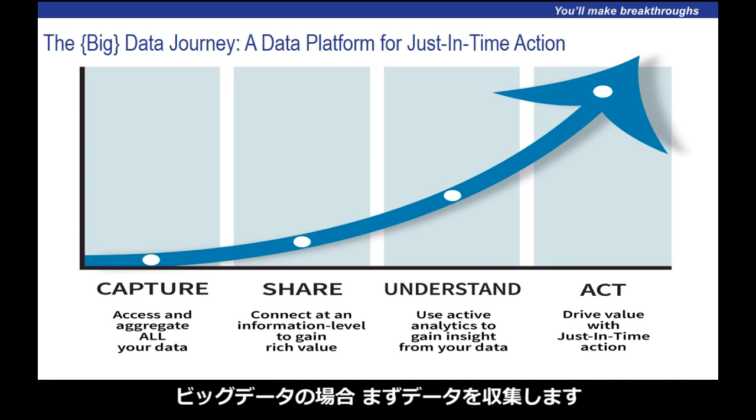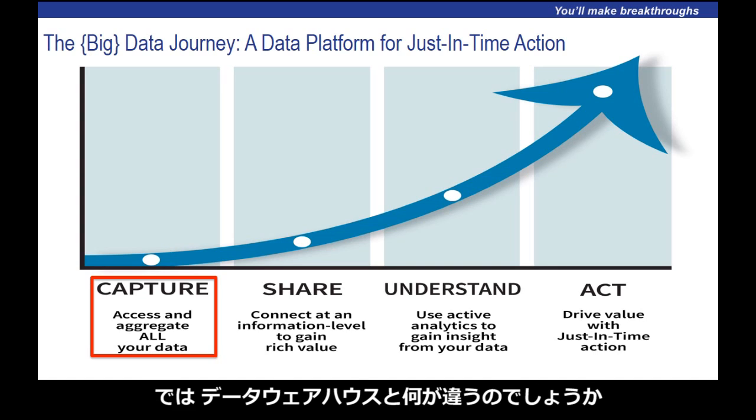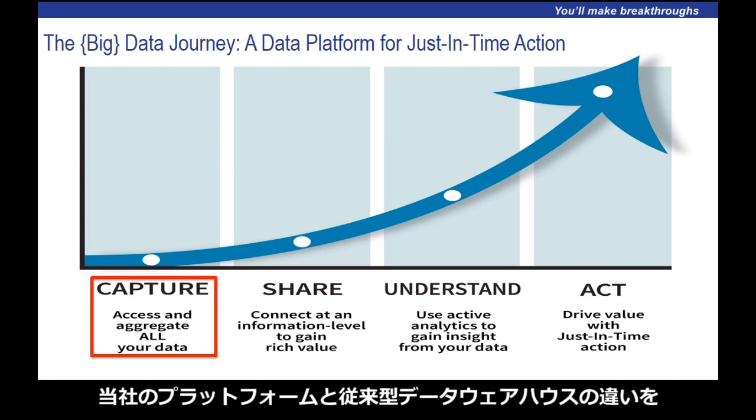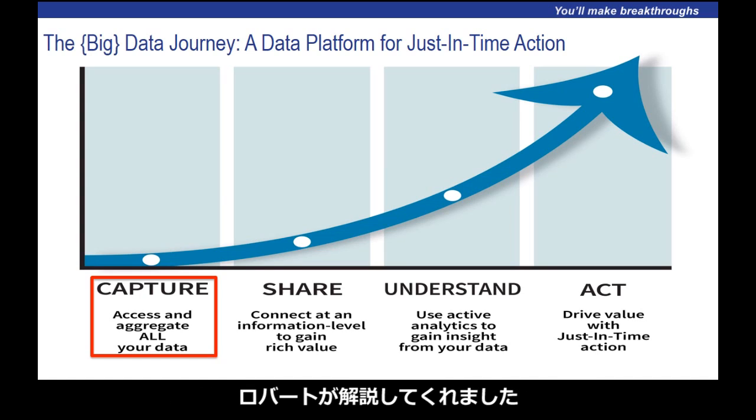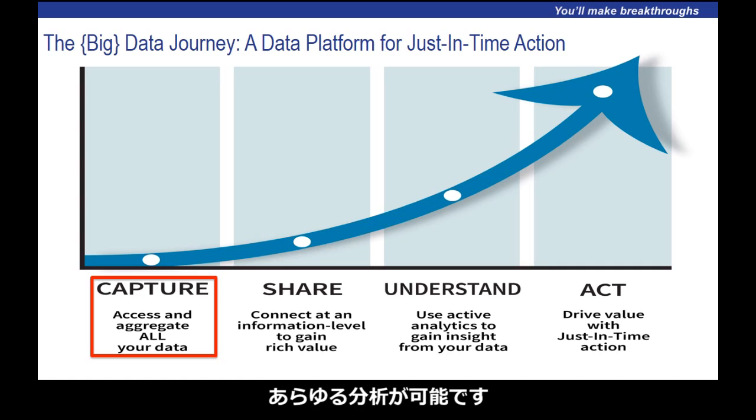So as far as this journey goes, which is the big data journey, it starts with capturing. So bring in all of your data, store it, access it, aggregate it. And how is this different from a data warehouse? Robert also made a mention to how our platform is different from what you would consider to be a traditional data warehouse platform. Well, in our platform, what you have the ability to do is you can do all of the analysis on your online transaction processing system, on your main system.